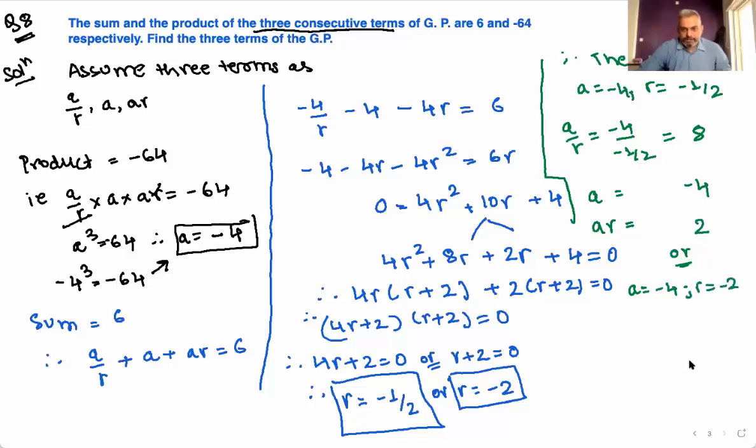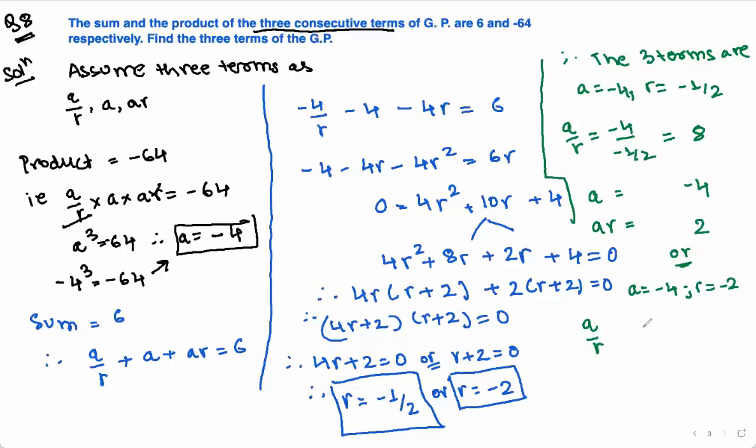Now complete reversal. So it will be A upon R, which is equal to minus 4 upon minus 2, which is 2. A is equal to minus 4, and the third one, A into R, is equal to minus 4 into minus 2, which is plus 8. So these are our answers, either 8 or minus 4 or 2, or 2 or minus 4 or 8.